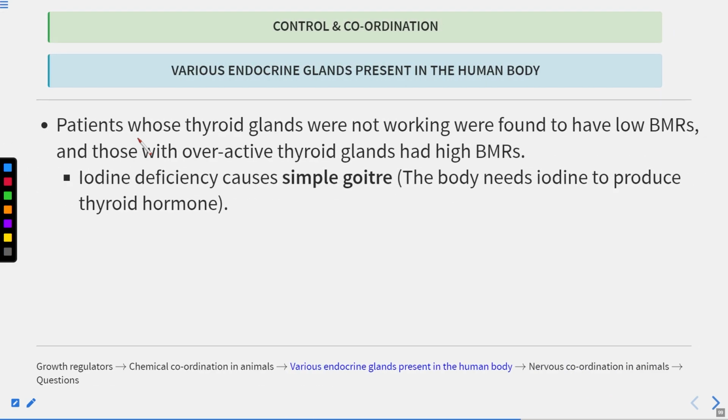Clear? Now, patients whose thyroid gland was not working were found to have a low basal metabolic rate. So they have hypothyroidism. In hypothyroidism, the basal metabolic rate is quite slow. And those with overactive thyroid glands have a high basal metabolic rate, meaning in the case of hyperthyroidism.